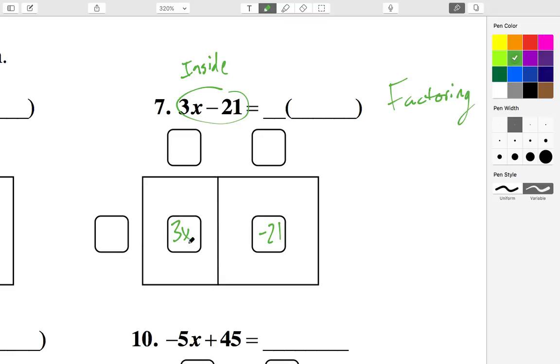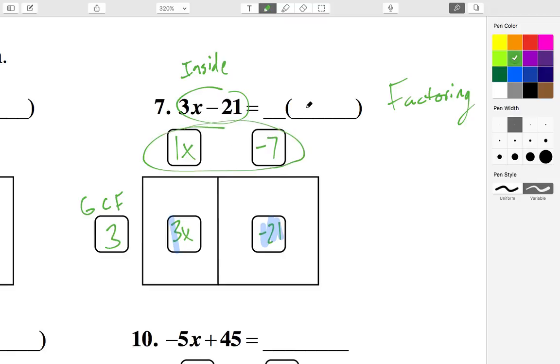What number do they have in common for 3 and negative 21? That would be negative, or actually we could just stick with positive 3. 3 times what gives me 3? 1. Were there any x's in common? No, but if there were x's in common, you would have to put it as your GCF. So no x's in common, so you're going to put 1x here. 3 times 1x, yep, 3x. 3 times what gives me negative 21? Negative 7. Take this here, plug it over here, x minus 7.